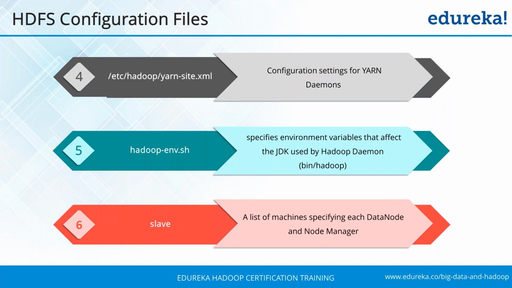And then you have got the yarn-site.xml, which contains the configuration settings for YARN daemons, like your resource manager, where the resource manager is going to run, where the node manager is going to run. All these settings go inside the yarn-site.xml. A lot of settings can go inside the YARN.